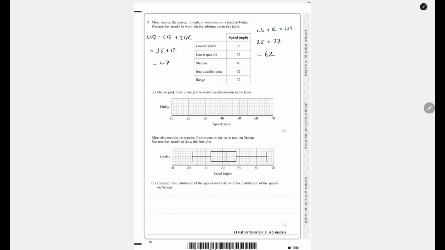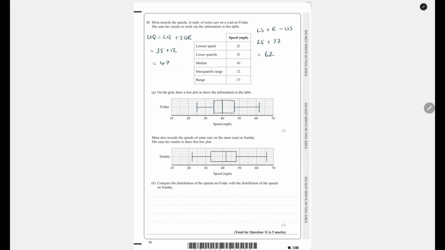So now all we need to do is plot the box plot. So the minimum or lowest speed is at 25. So that's going to be here. The maximum we've just worked out is 62. So that's going to be here. The lower quartile is 35. So that's here. The upper quartile is what we've worked out, which is 47, which is here. And so we can join those two together. The median is at 40. And that's all we need. So we're just going to join it up now. And that's our box plot drawn.